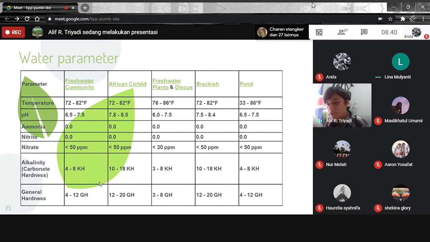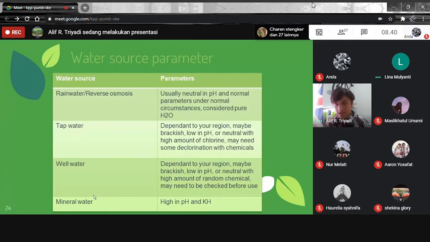So, let's move along. Now, most people would usually use just rainwater, for example, or tap water, or well water, but they don't actually know the difference between a lot of these. This water has different qualities that could affect your aquarium in different ways. For example, rainwater and reverse osmosis water is generally the purest kind of H2O you could ever get. But because it's pure, you have to change the pH or the KH according to your fish's need.